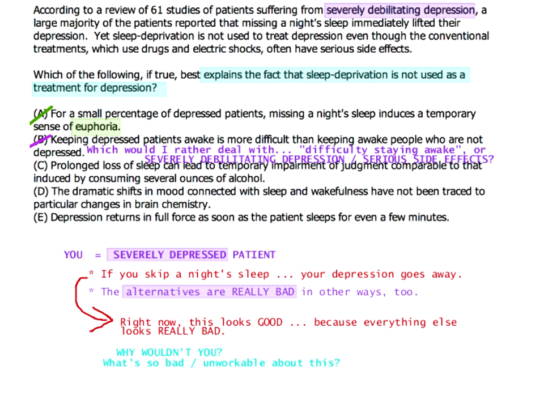C says prolonged loss of sleep can lead to temporary impairment of judgment. But again, this is the same kind of issue that you're presented with in choice B. You've got to ask yourself from the standpoint of someone with severely debilitating depression, and severely debilitating means you basically cannot live your life. Your other option is serious side effects of drugs and electric shocks versus temporary impairment of judgment, like being a little bit buzzed. You're going to have a hard time arguing that this is worse. This is definitely not as bad as the existing options.